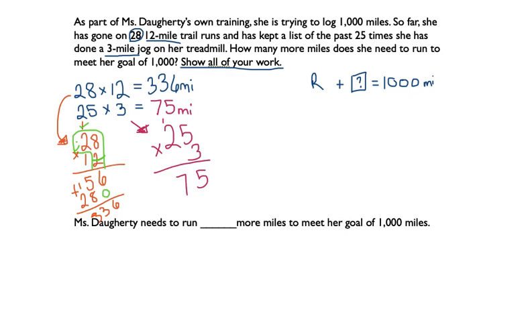Let's put those together and find out how much she has already run. 336 miles, right here, plus the 75 miles. Put those together. 5 plus 6 is 11. 7 plus 3 is 10. I have one more that I carried to make 11. 3 plus 1 is 4.